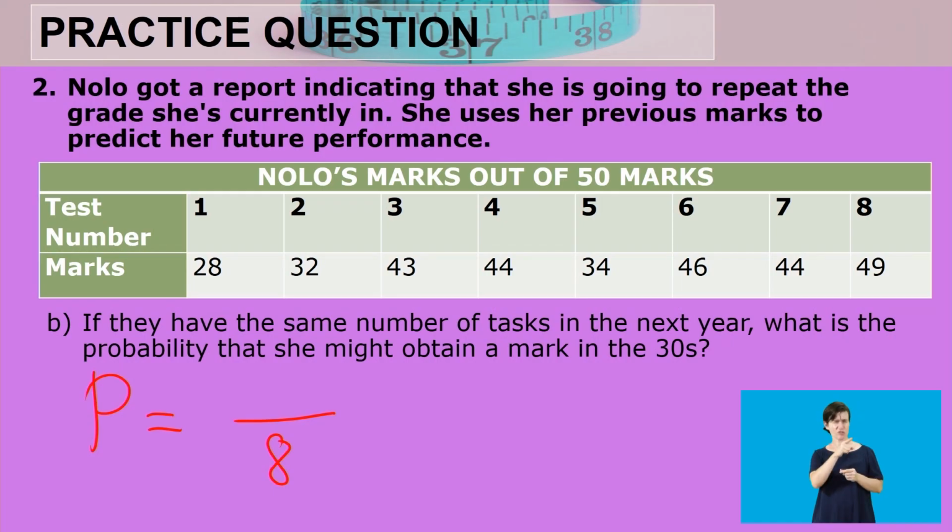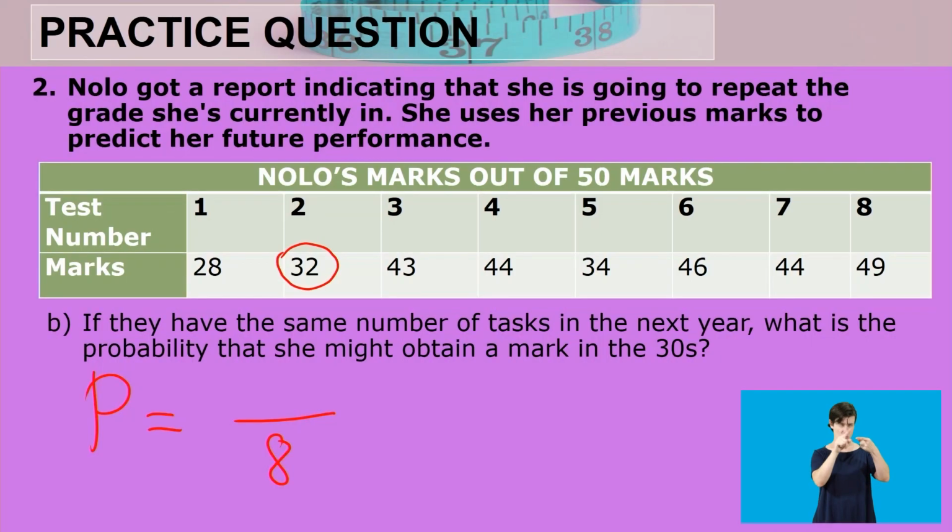So we check there with all the tests that she's written, how many tests did she get 30s? She got a 30 with test number 2, 32, and then she got a 34 with test number 5. So these are the only 30s that she got in this test. So it means it's actually 2 out of the 8, it's only 2 times where she got 30 marks in the 30s.